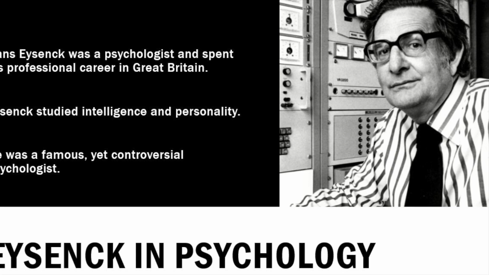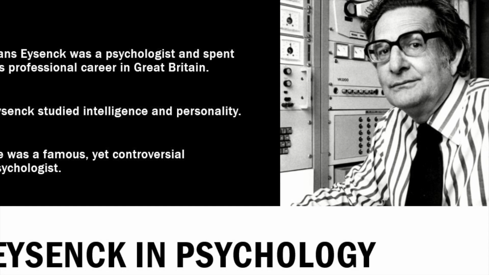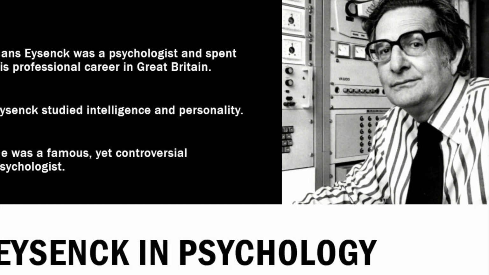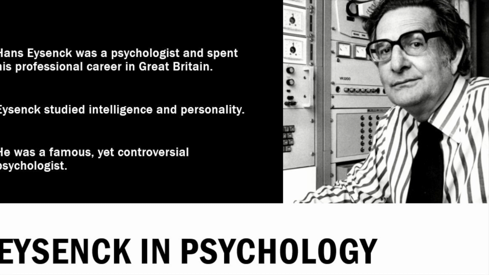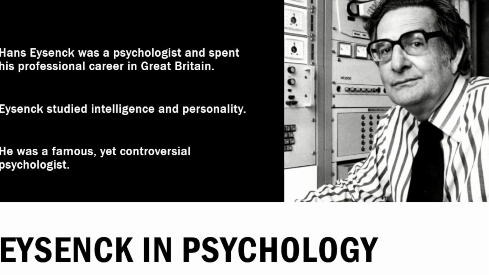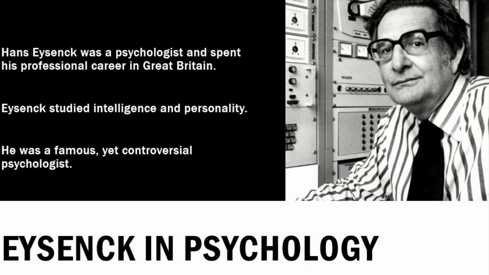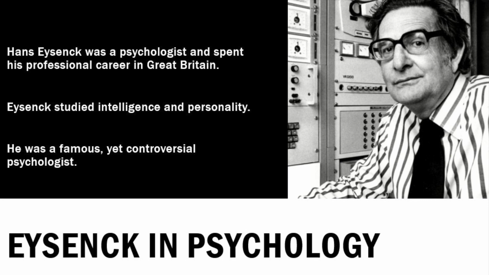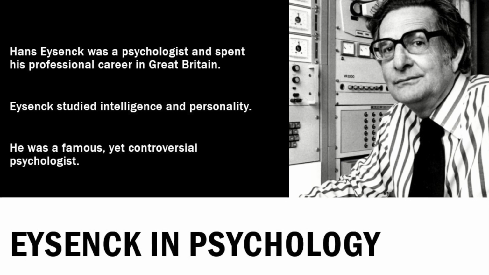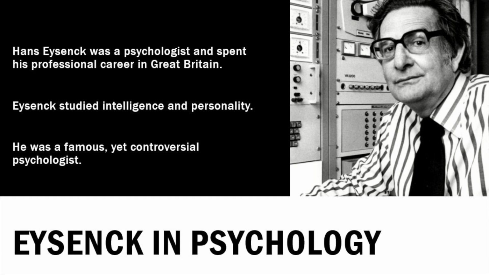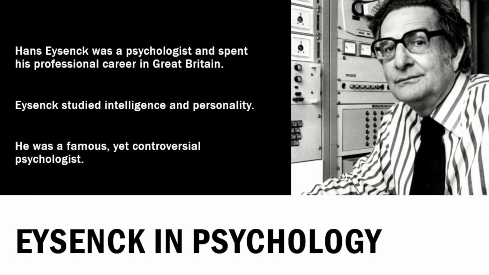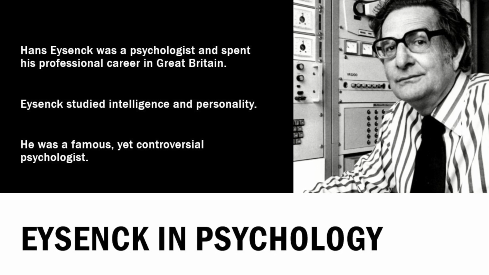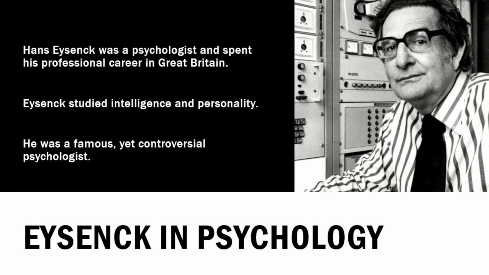So, Hans Eysenck was a psychologist and spent his professional career in Great Britain, and I thought it was interesting that he was born and raised in Germany, but his hatred towards Hitler and everything going on with the Nazi regime led him to move to England, where he legally became an adult. Eysenck had his PhD in psychology and was known for his influence on intelligence and personality, as I said before. In his career, he published over 700 articles about personality, making him pretty famous in the psychology world.